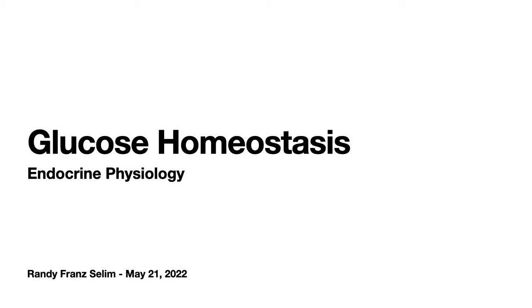This morning, we will be talking about glucose homeostasis. In this lecture, we will be learning how the body controls the amount of glucose that is present in the plasma, which is then circulated throughout the body and will be made available to the peripheral tissues.